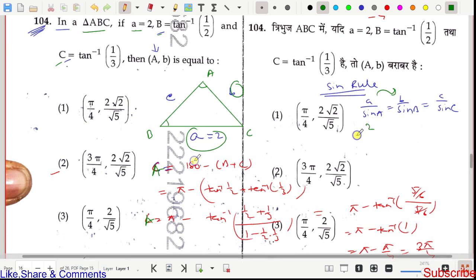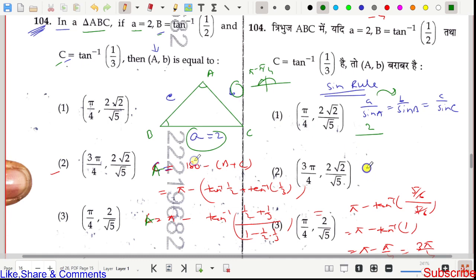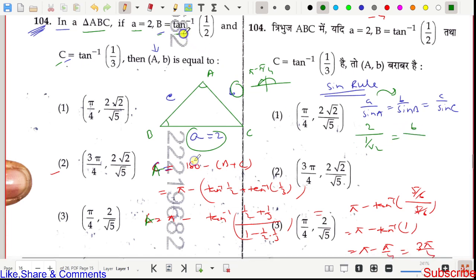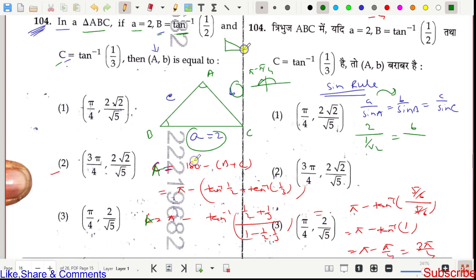So the value is 2 by sine A. The value of A we got is 3 pi by 4, so sine 3 pi by 4. We are applying directly: 3 pi by 4 means pi minus pi by 4, that means sine pi by 4. The value of sine pi by 4 is 1 by root 2. Now for the value of B, we need sine B, meaning this B angle. So we can apply the right angle triangle.